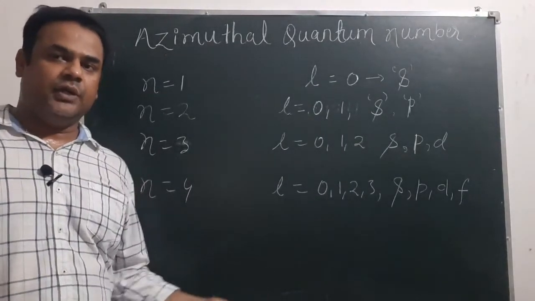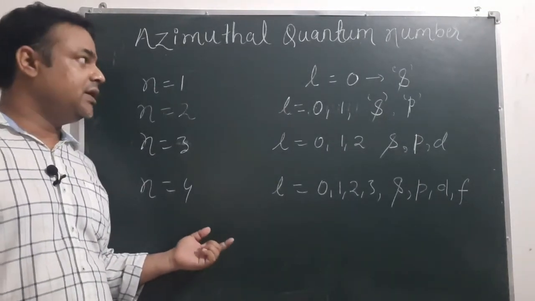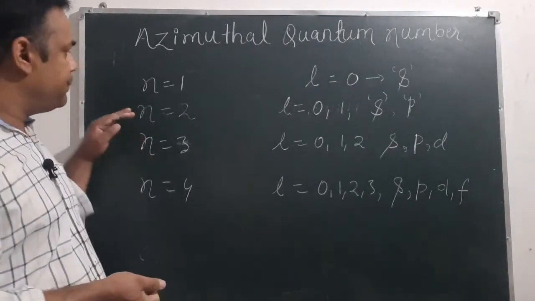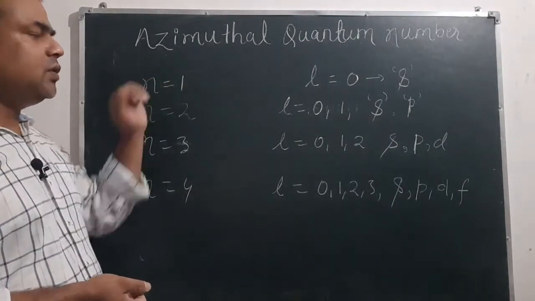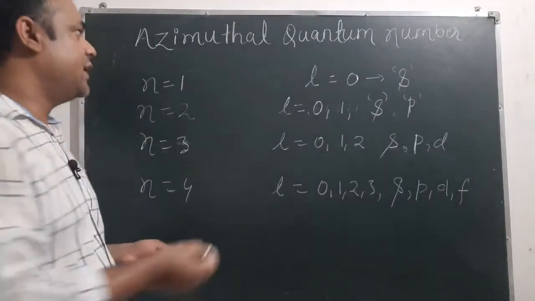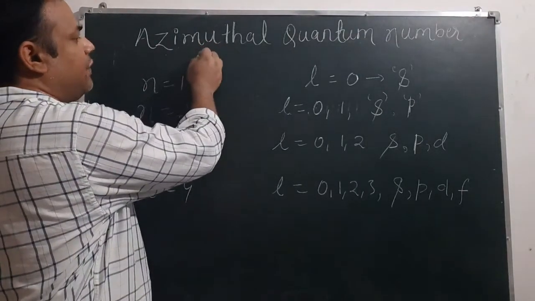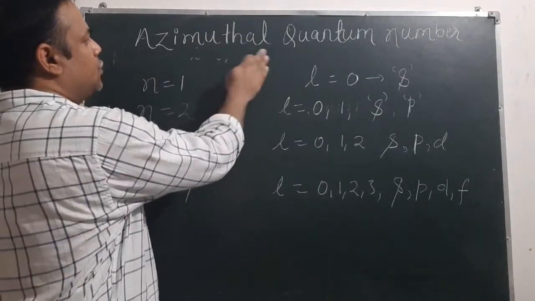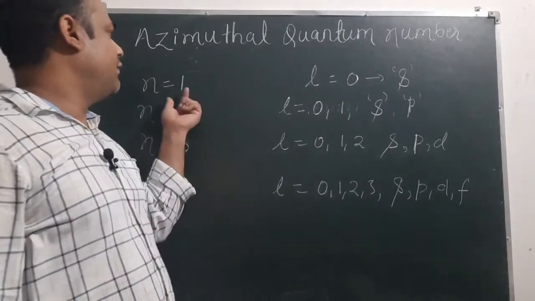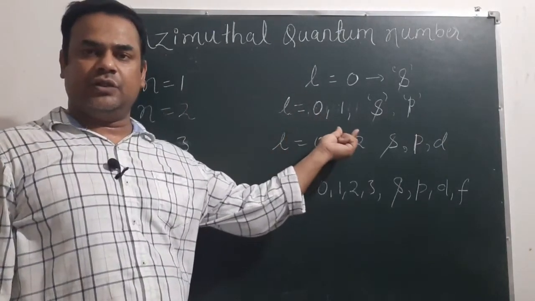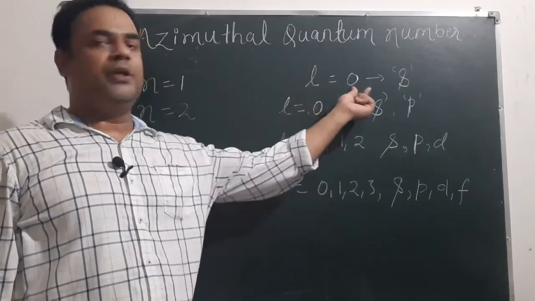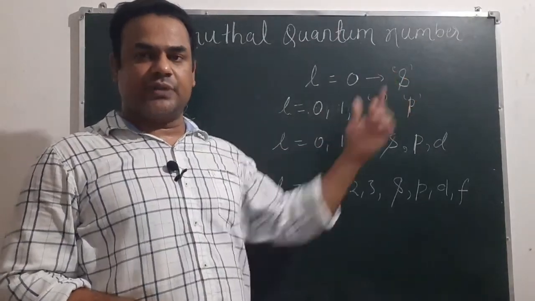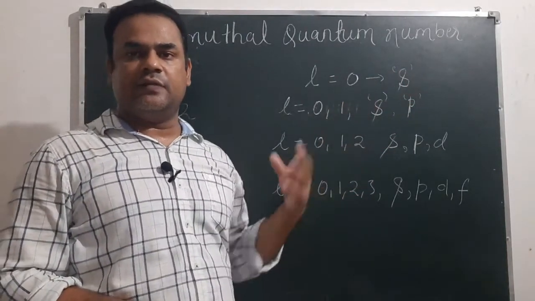In this example, we are going to see how we can determine the value of l with the help of the principal quantum number n. If principal quantum number n is equal to 1, then, as we have just studied, the value of l will be 0 to n minus 1. So if n equals 1, then the value of l will be 0. When the value of l is 0, it is called the s subshell, and the shape of the s subshell is spherical.